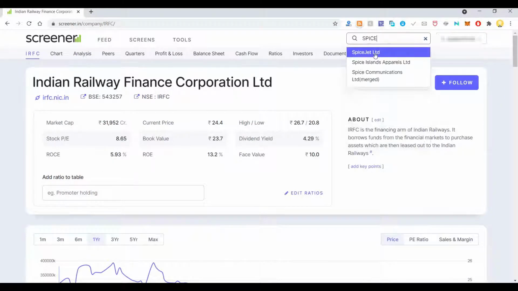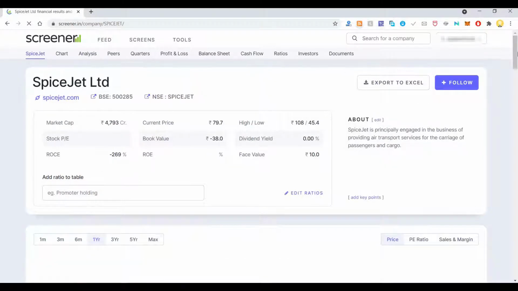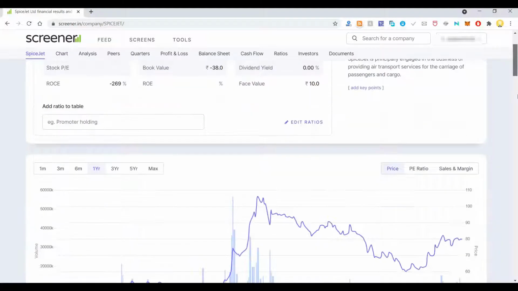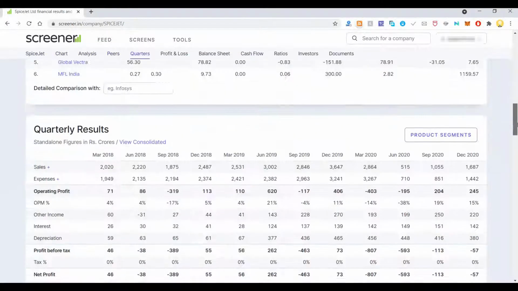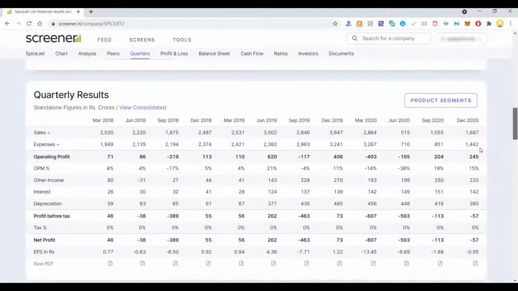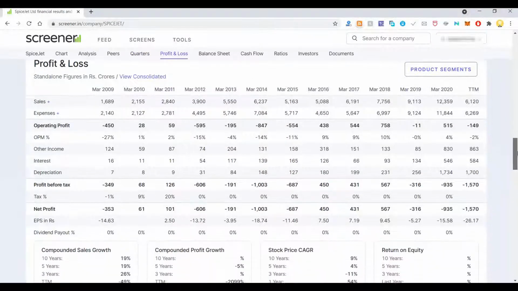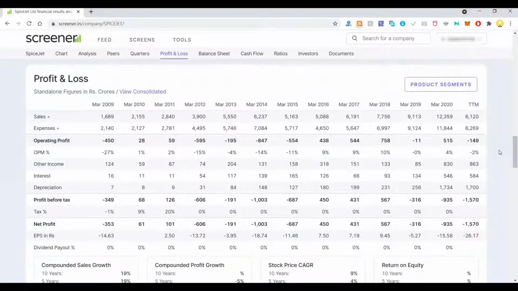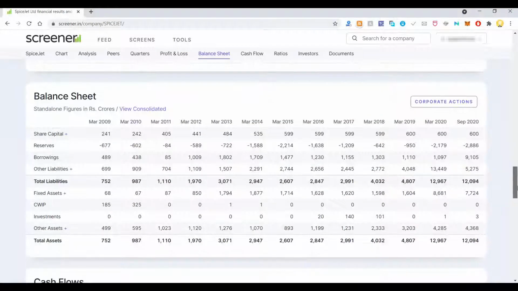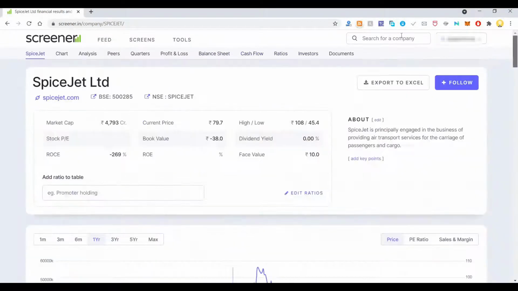Now if you go to some aviation company, you all know that aviation companies are not performing very well. So you see ROCE is minus 269%. And if you see the quarterly results, the expenses, operating profit and all is very, very less compared to its peers. So minus 149 crores. And we have this information here. And if I go into IRCTC, Indian Railway Catering and Tourism Corporation Limited.